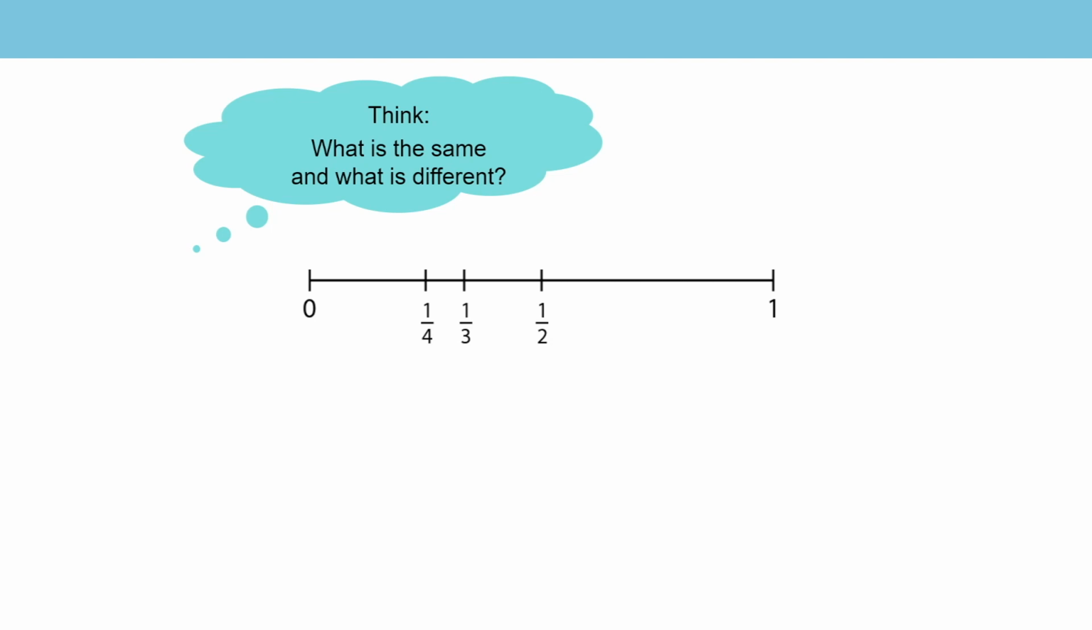What else did you notice? I wonder if anyone noticed that 1/4 is closest to 0, and 1/2 is closer to 1. Did you also notice that a quarter has the largest denominator and a half has the smallest denominator in the 3 fractions that we've got positioned on our number line? Well done if you did.